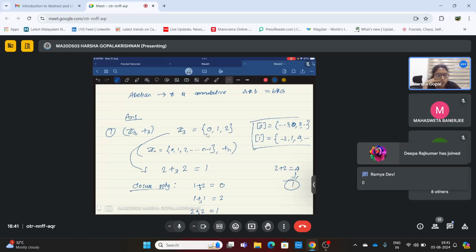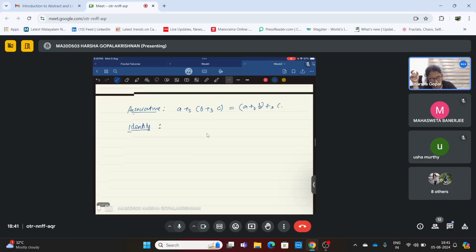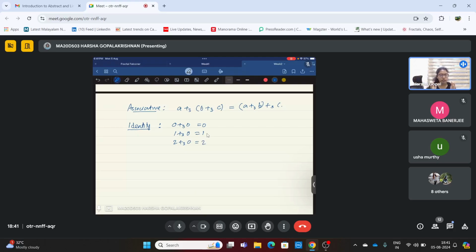Identity is element 0, correct? 0 is the identity. What is the reason? If I take any element, say 1 or 2 or 0, and add it with 0, I get the same element, correct? 0 plus 0 equals 0, 1 plus 0 equals 1, 2 plus 0 equals 2. So this is the property of identity. Whether adding on the left or the right, I should get the same element. So 0 is the identity, and the existence of identity is also done.